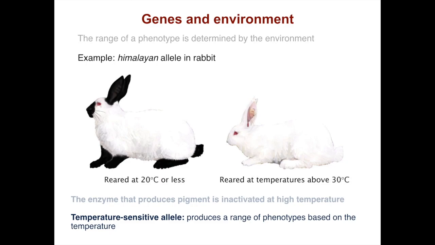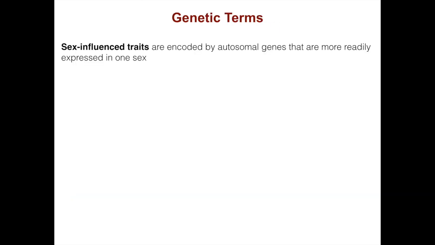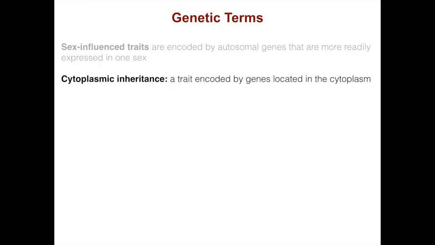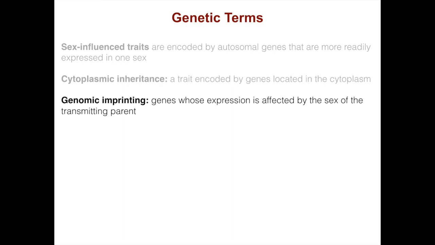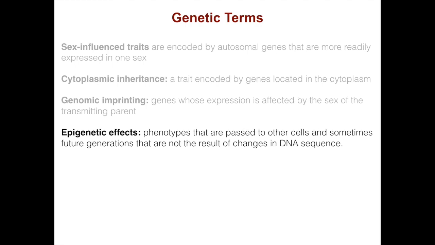So we've covered a lot of ground today, and I want to leave you with some genetic terms to remember. Sex-influenced traits are encoded by autosomal genes that are more readily expressed in one sex. Cytoplasmic inheritance: a trait encoded by genes located in the cytoplasm. Genomic imprinting: genes whose expression is affected by the sex of the transmitting parent. Epigenetic effects are phenotypes that are passed to other cells and sometimes future generations that are not the result of changes in DNA sequence.